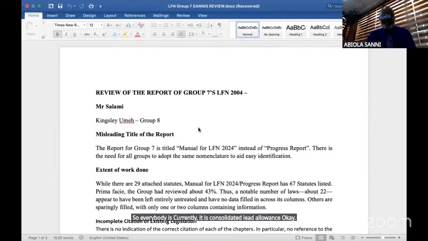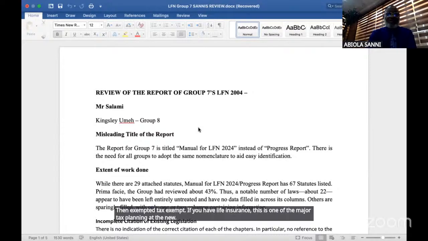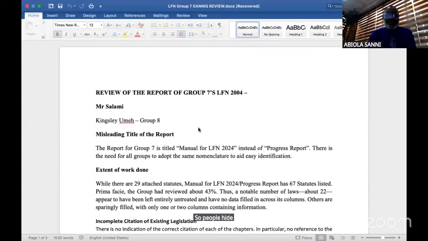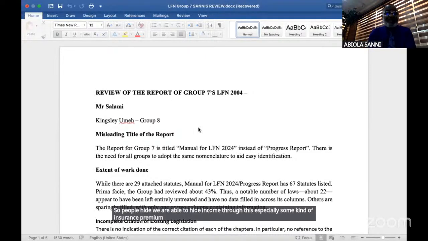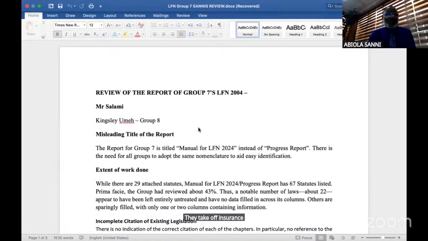Then tax exempt. If you have life insurance, this is one of the major tax planning avenues. So people hide income through this, especially some kind of insurance premium, insurance that is like savings. So those who are high income earners, they take up insurance. So these are the old allowances.